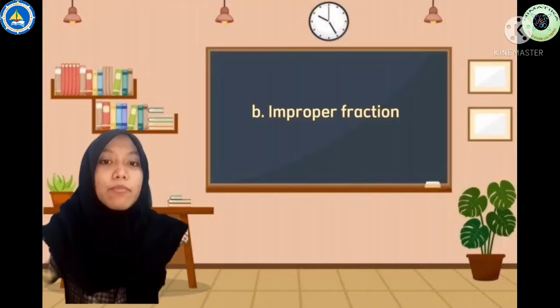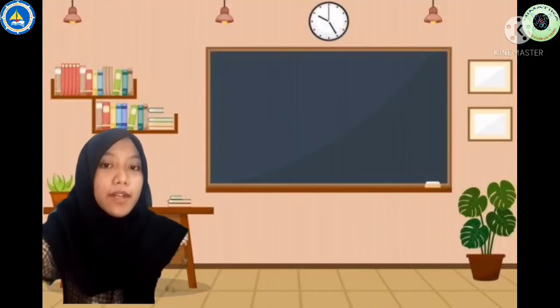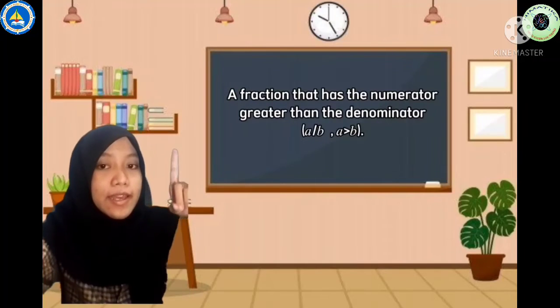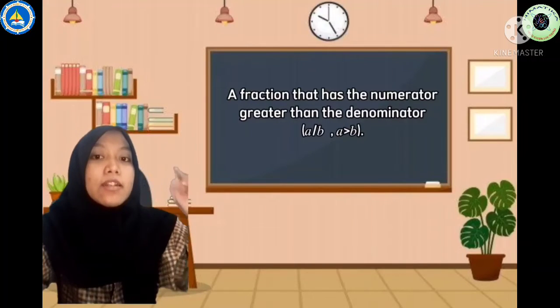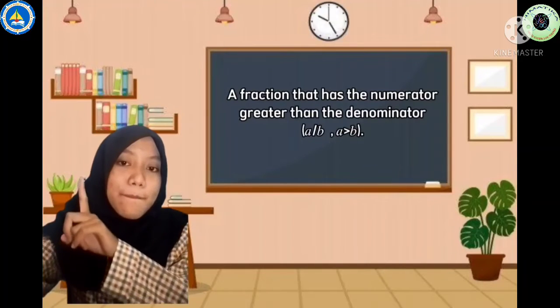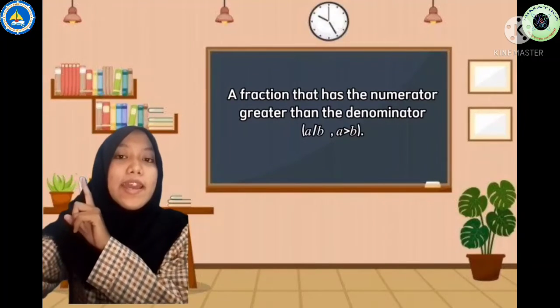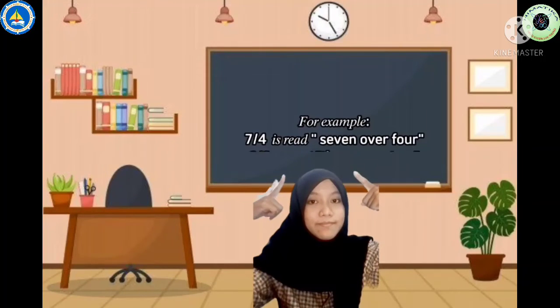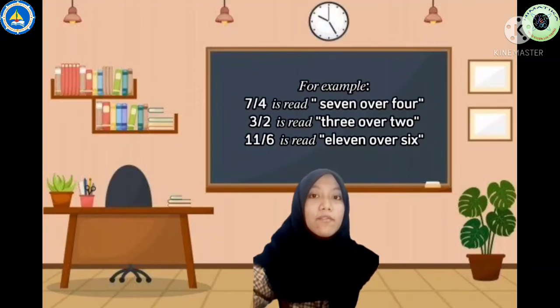Next, B. Improper fraction. A fraction that has the numerator greater than the denominator. a over b, a greater than b. For example, 7 over 4 is read 7 over 4. 3 over 2 is read 3 over 2. 11 over 6 is read 11 over 6.